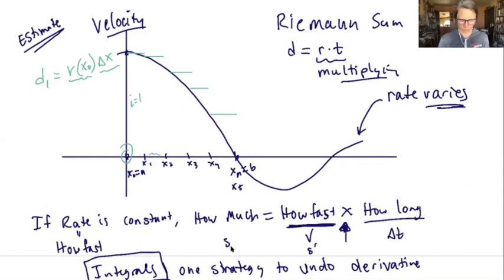And then I could do that for each of these intervals, each of these subintervals, and then just add them all together. And that gives me an approximation for the total distance traveled. So what questions do you have for me at this point?